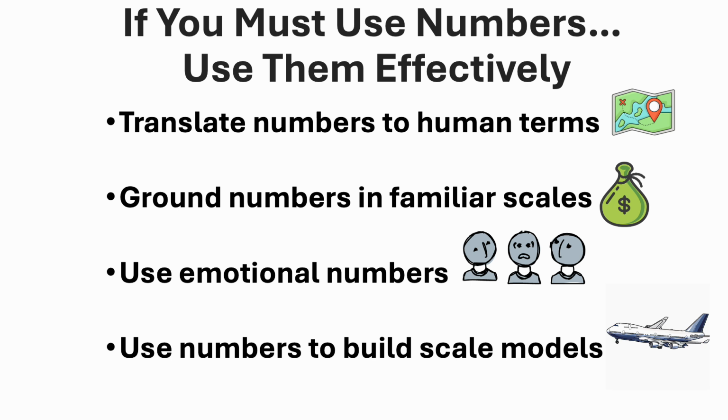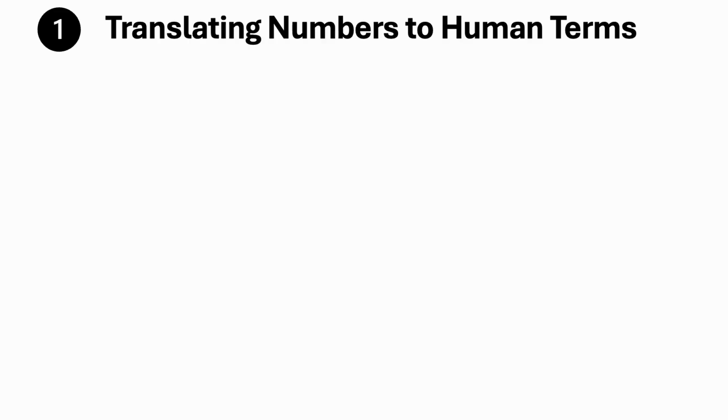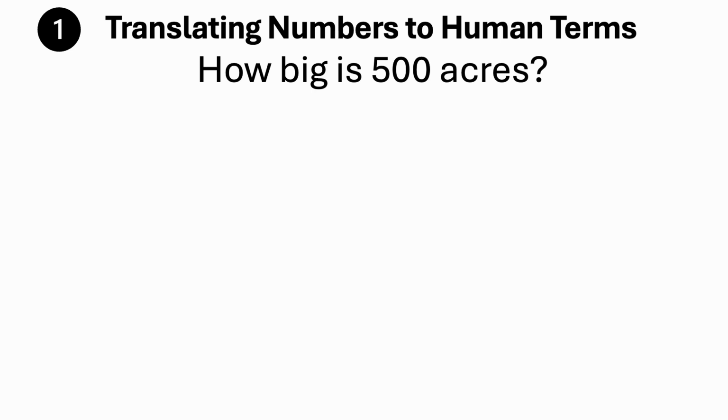So if you must use numbers, talking again about using them effectively: translating them to human terms, grounding them in familiar scales, emotional numbers, and building scale models. So translating numbers to human terms. This is a question I like to ask to really show this point. If someone said to you, how big is 500 acres? If you are from Texas or maybe grew up on a ranch, maybe you have a really good idea of this. I am from the city and I would have no idea how big 500 acres is. I couldn't really even guess how much space this covers.